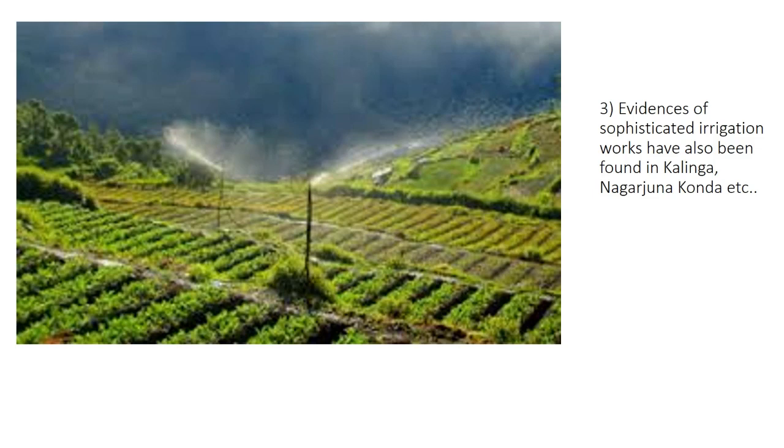The third one is that evidence of sophisticated irrigation works has also been found in Kalinga, Nagarjunakonda, etc. Here you can see an irrigation work that has been constructed in Kalinga.